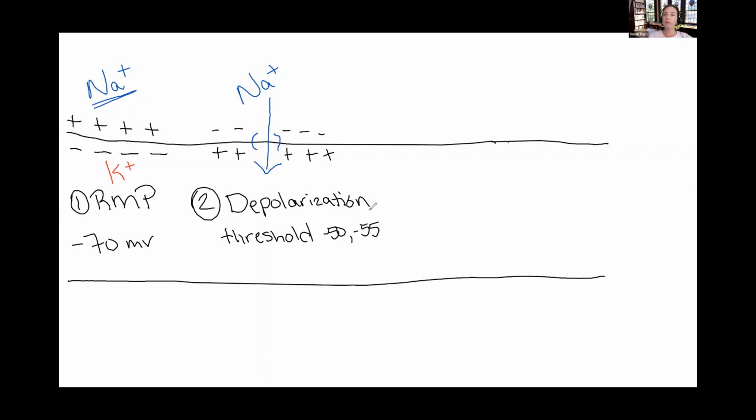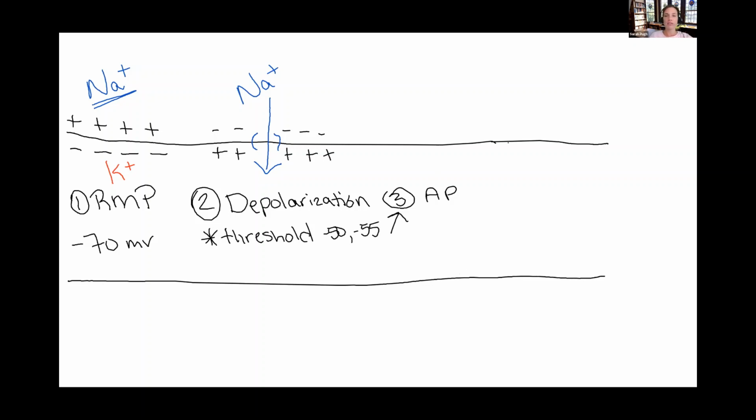So if we can hit threshold, if you have enough acetylcholine, if that impulse coming down the nerve was strong enough to hit threshold, then we can get an action potential. And that is our next step that we're going to walk through. Okay, so you have to hit threshold in order to move to an action potential. If you don't hit threshold, you won't get an action potential. So it's got to be strong enough to get you to that negative 50 to 55.